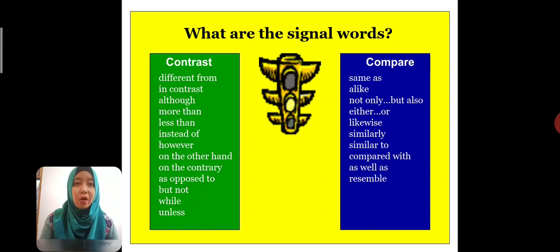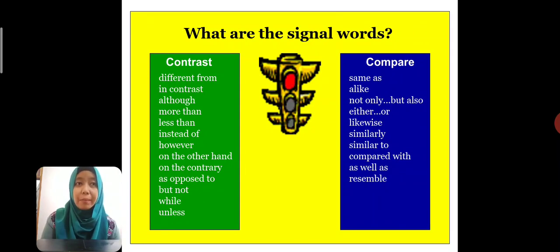These are signal words that you can use to write sentences or an essay. When you want to write a contrast sentence or essay, you can use these signal words. For example, different from, in contrast, although, more than, less than, instead of, however, on the other hand, on the contrary, as opposed to, but not, while, and unless.